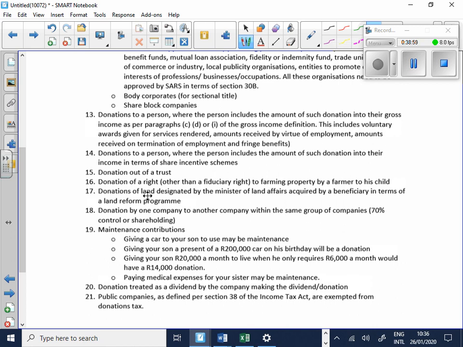Okay. Donation treated as a dividend by the company making the dividend donation. Guys, if it's a dividend, there's no donations tax. You only get taxed once. You can't get taxed twice. So if they pay the dividends tax, there's no donations tax.